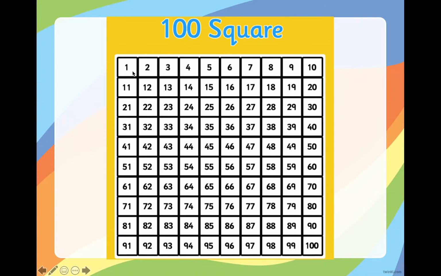I noticed that here when you go diagonally across the 100 square, it goes 1, and then the last number in 12 is 2, then the last number in 23 is 3, then you've got 4, then you've got 5, then 6, then 7, 8, 9, 10. There's patterns everywhere in a 100 square.